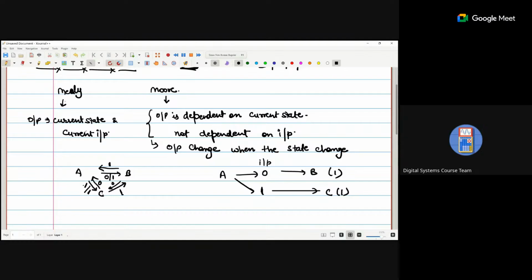But it is not possible that from A, if I apply a 1 input, we go either to B or to C. With any input, we go to only one state. Otherwise it will be confusing whether with a 1 input we go to the B position or the C position. So to avoid this condition, the input will not be the same for both. Either with 0 we go to B and with 1 we go to C. But the output can be the same, no issue with that.